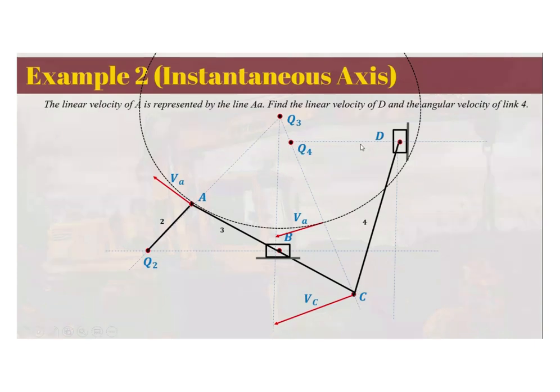So we can say again that at this region here, all the angular velocities are the same at this particular region. So the angular velocity of C, angular velocity of D, angular velocity of this link 4 is just the same in this region at the center of rotation Q4. So they are the same angular velocity.